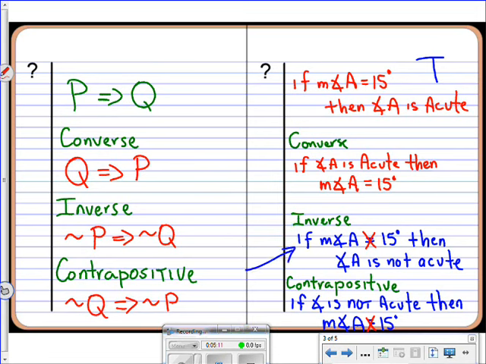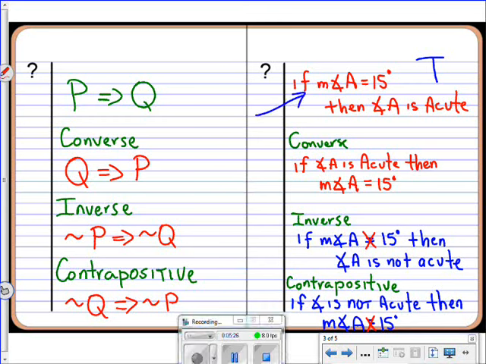Okay, I have my conditional statements here written, the converse, the inverse, and the contrapositive. Go ahead and put me on pause if you like, just check and make sure that you have the same thing as me. Okay, so we started off with a conditional statement that we said was true, and I agree with that. The converse says this: if angle A is an acute angle, then it equals 15 degrees. Now I think that's definitely a false statement.